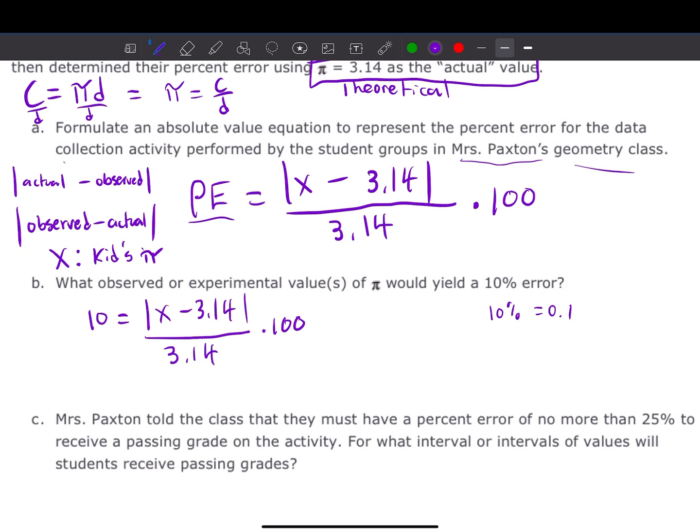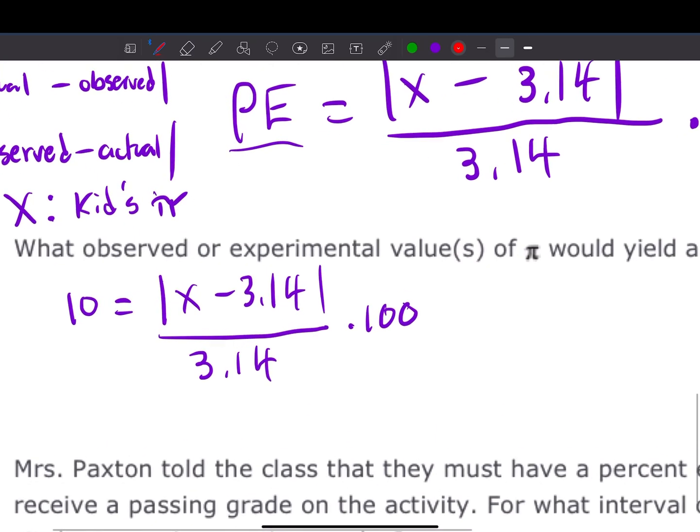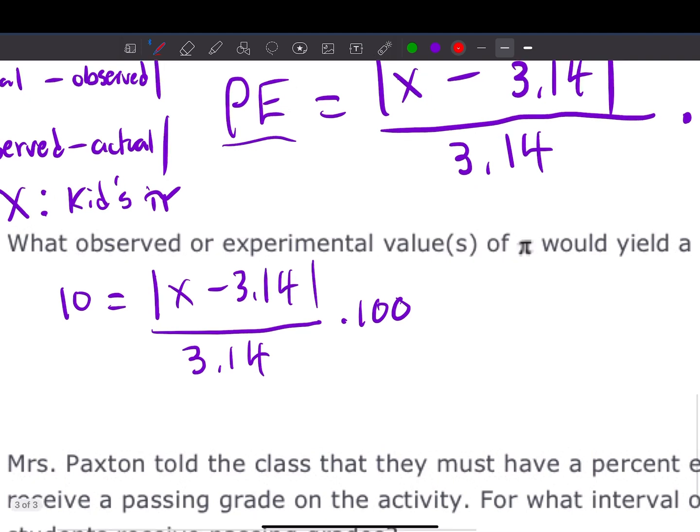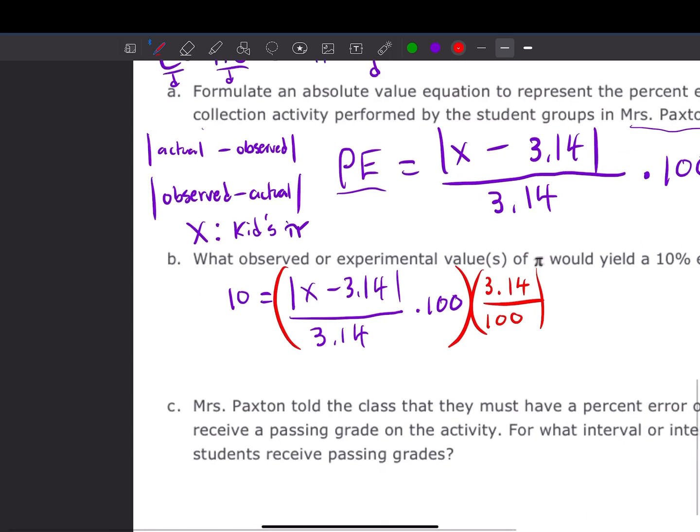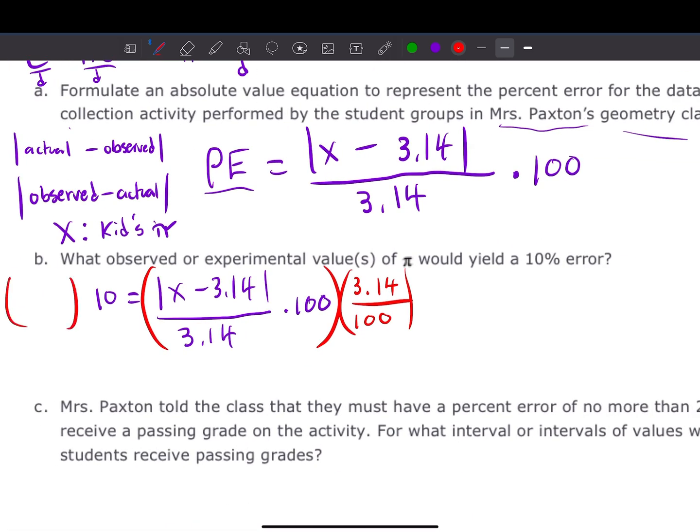So we have to isolate. What values of pi would give us a 10% error? Let's see, what would the kids get? What are the kids going to measure? Get rid of the 3.14 and the 100. I'm going to do it all in one fell swoop. Dividing by 3.14, the opposite is multiplying. Multiplying by 100, the opposite's dividing. That is the reciprocal of those two things. And then we have 3.14 out of 100 times 10. So that's gone, that's gone, that's gone, that's gone.